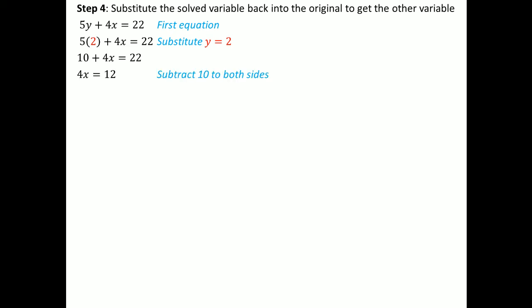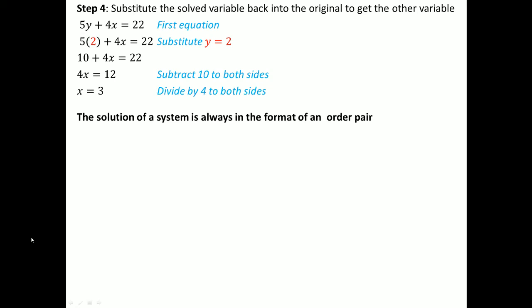I'm now going to subtract 10 from both sides. 22 subtract 10 is 12. What do I get on my left hand side? A 4x. I can now divide by 4 on both sides. 12 divided by 4 is 3. 4 divided by 4 is just 1. So x equals 3.